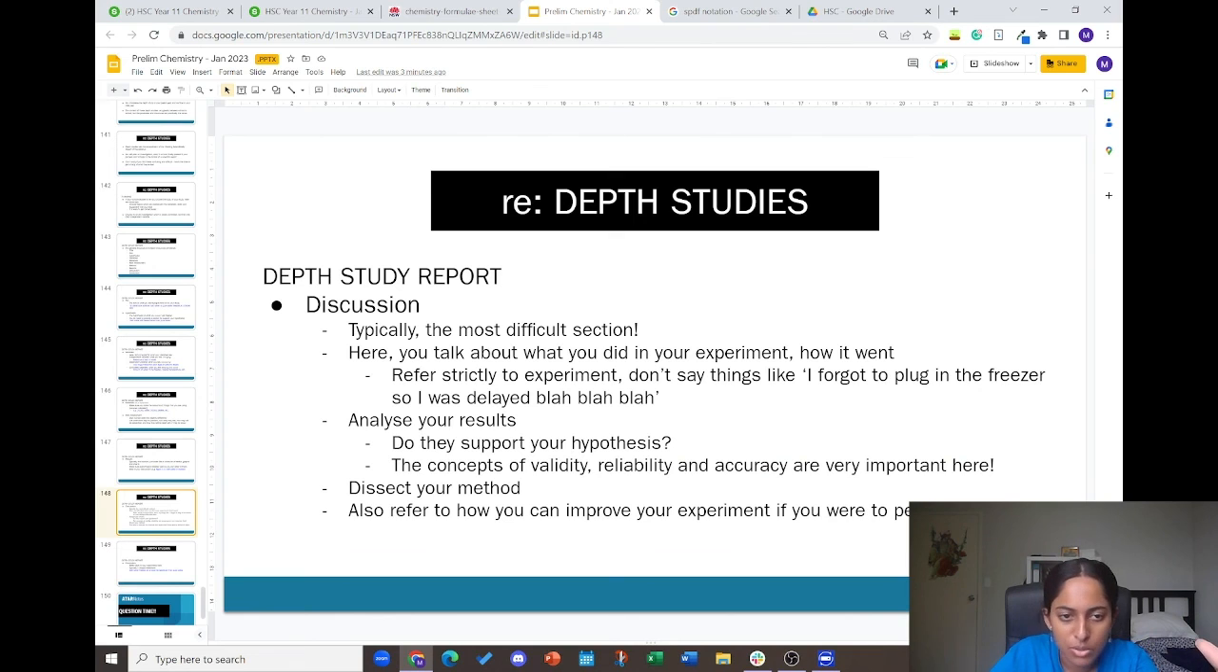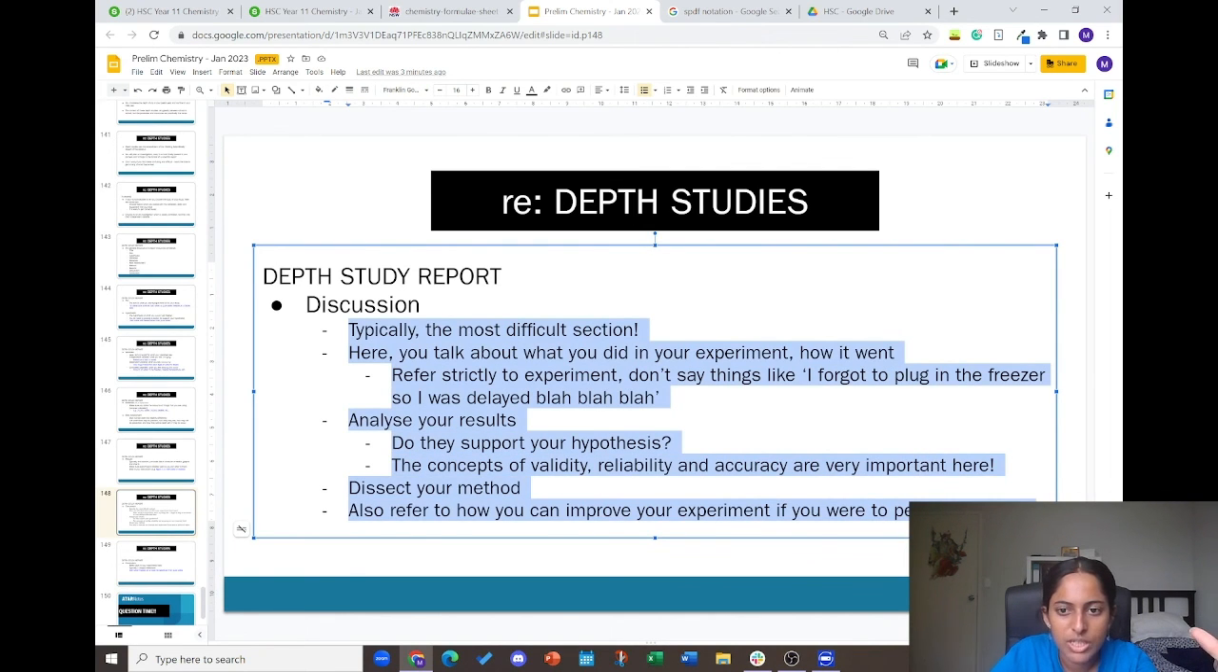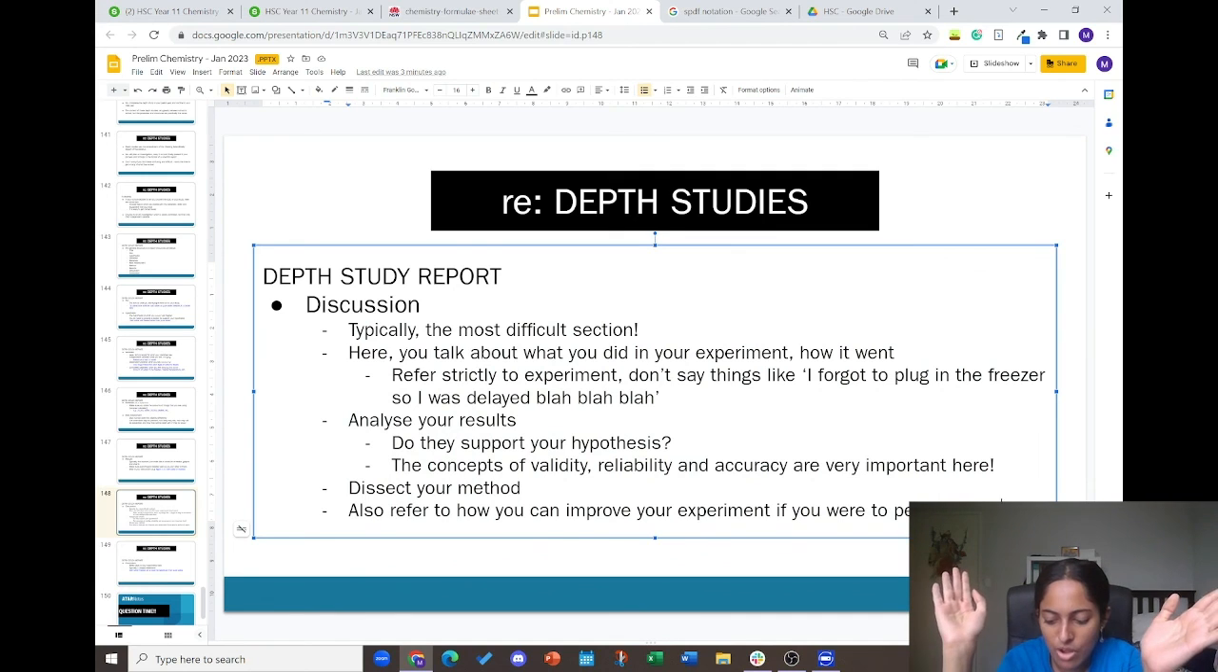And discussion's typically the most difficult section. So you need to ensure that it's concise and that you're only referring to your experiments. So analyze your results. Do they support the hypothesis? Have you explored validity, reliability, and accuracy? Have you had any flaws within your method? And if you do have any flaws, how can you improve that next time? And how will that affect your validity, reliability, and accuracy? So it's really analyzing your results, looking at your flaws, and looking at how you can improve them.